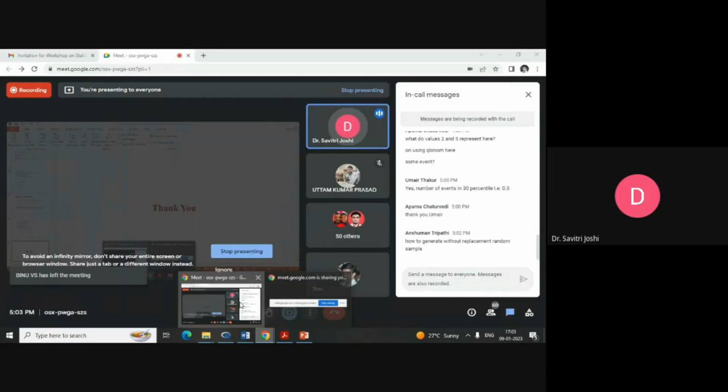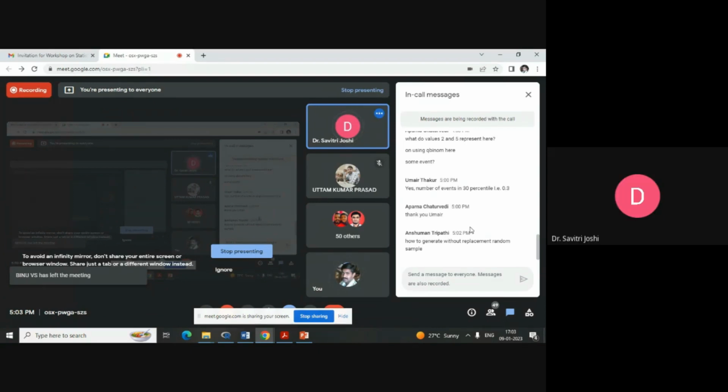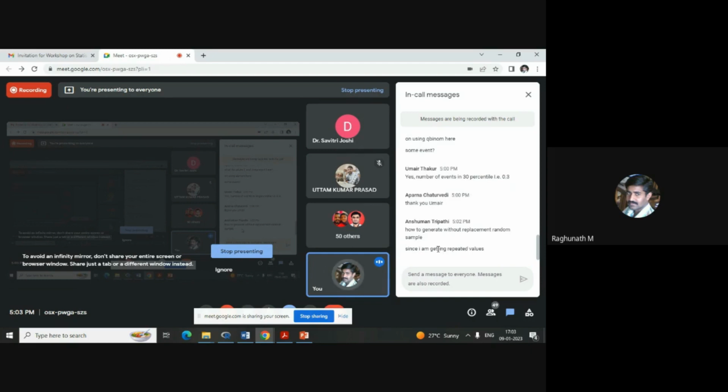Sir, there are some questions in the chat box regarding qbinom and sample with replacement. Regarding percentile, I have not discussed anything. If you want to generate with or without replacement, there are different commands. In the write-up, I will be providing all those things. I will make note of that one, with replacement and without replacement.